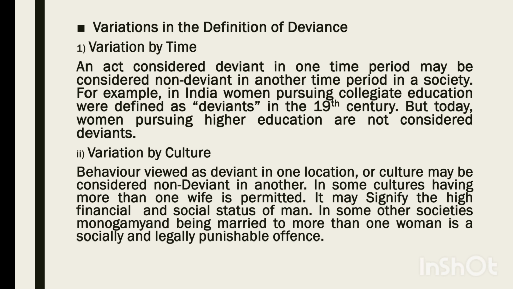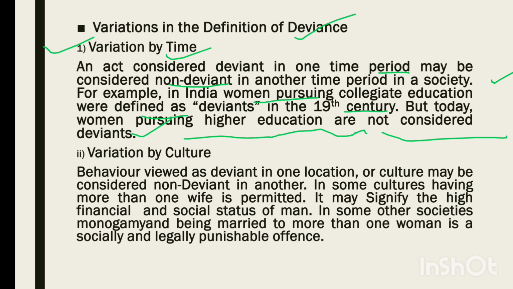Variation in the definition of deviance. Variation by time. An act considered deviant in one time period may be considered non-deviant in another period of time in a society. For example, in India, women pursuing collegiate education were defined as deviants in the 19th century. But today, women pursuing higher education are not considered deviant.